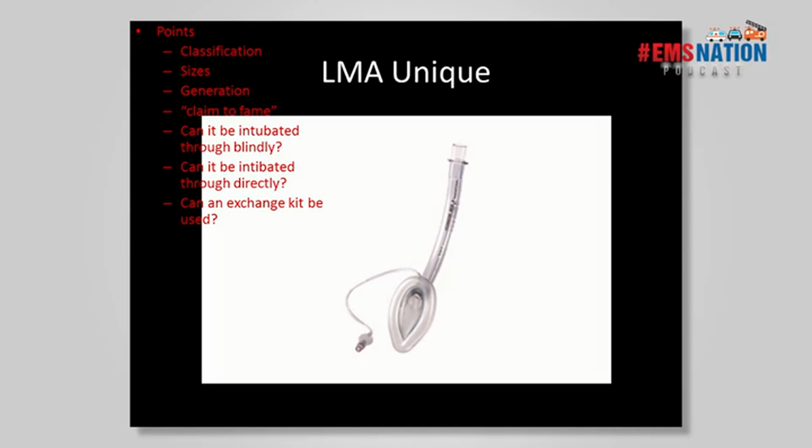Okay? To my knowledge, there aren't many benefits of the disposable LMA to the reusable LMA. So I think the vast majority of people, especially in transport, use just the really old school LMA, the LMA Unique device. Okay, so LMA Classic was the original, LMA Unique is the disposable version of the Classic. Okay, everybody cool with that?